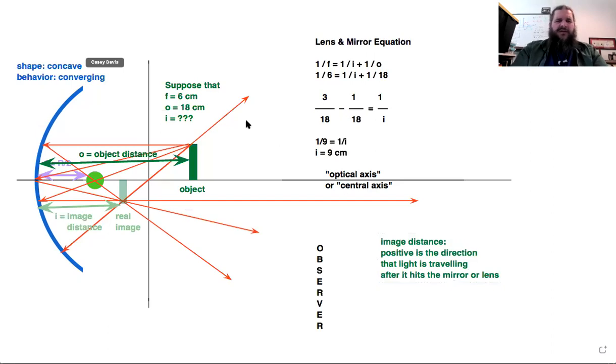So in this case, we've got light going from the object, light goes to the left and bounces off to the right. The final rays of light are traveling to the right, so we're going to treat to the right as the positive direction, which means a positive image distance means an image on that right side of the mirror, the side that light is traveling on. So in general, if the image distance is positive, that means image on the side of light traveling.